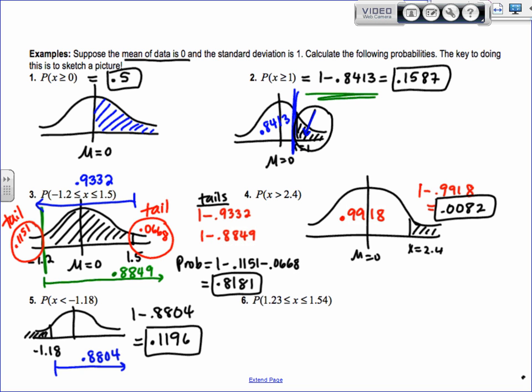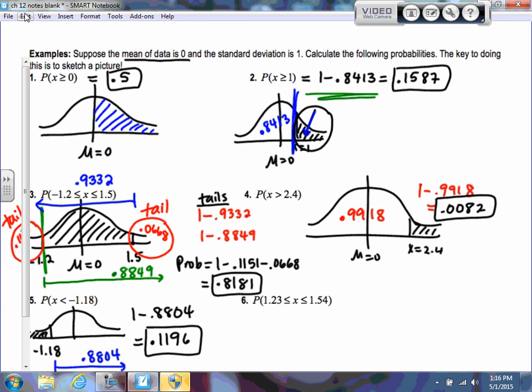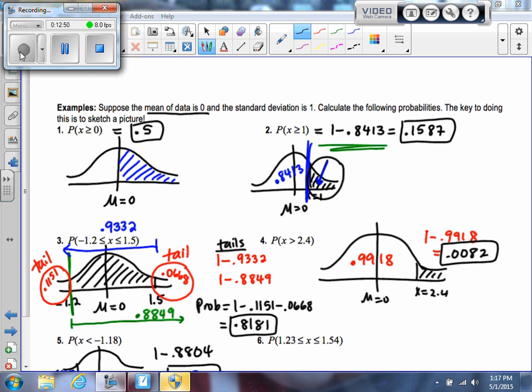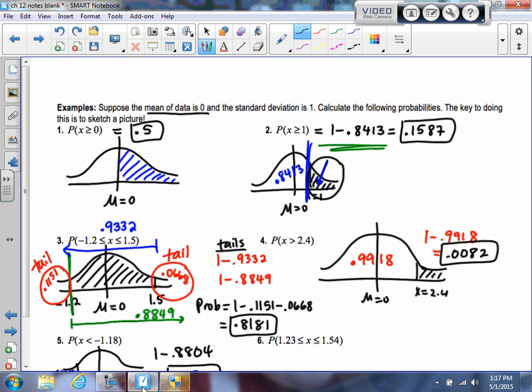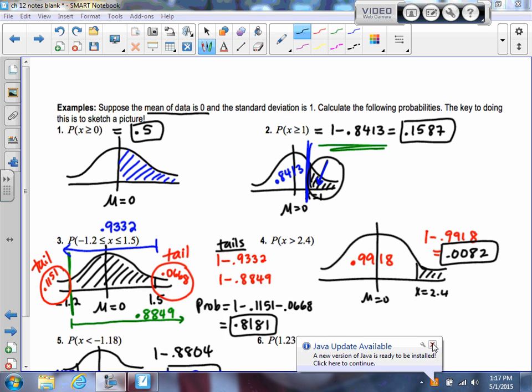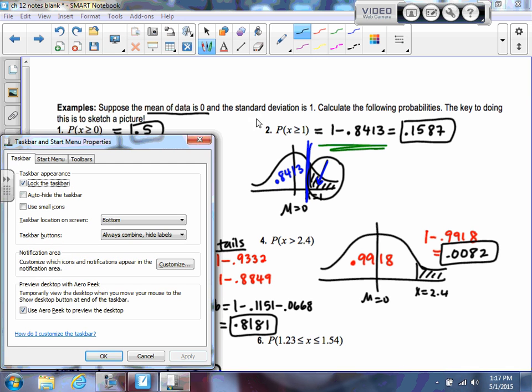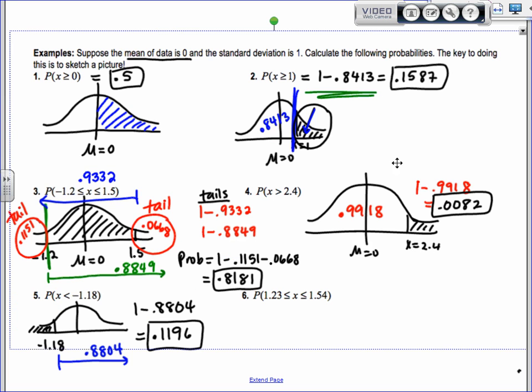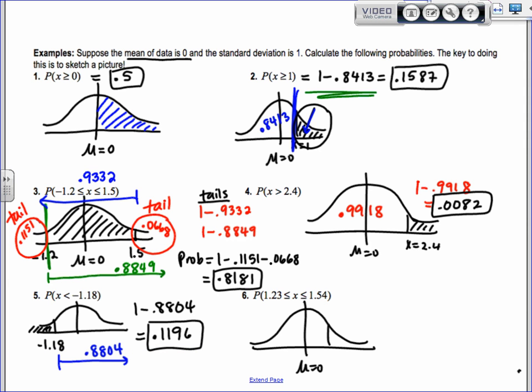All right, you guys think you can try number 6? Number 6 is a hard one. See if you can do it. Try it. All right, so here we go. You guys did this, right? So you draw it out. On this one, they're both actually on the same side. When we draw it out, you have the mean of 0, and then both of these are on the right-hand side, 1.23 and 1.54.